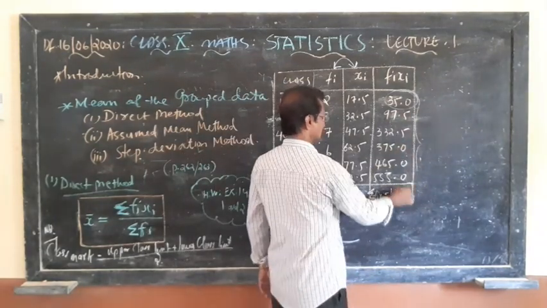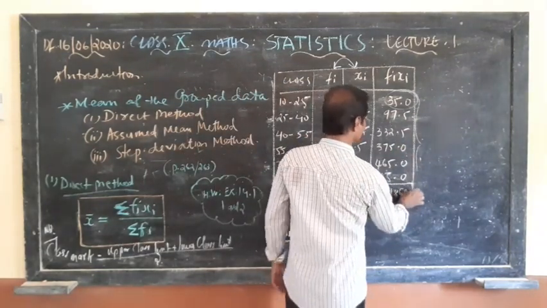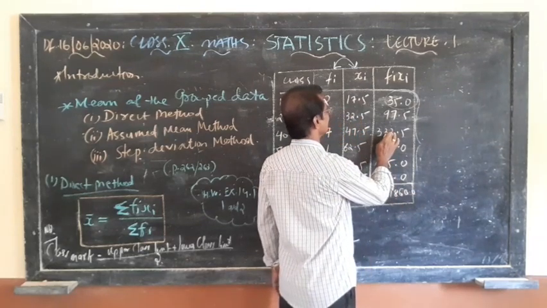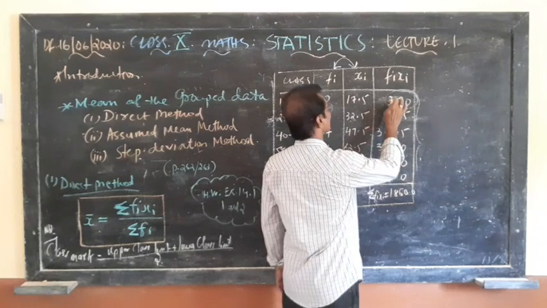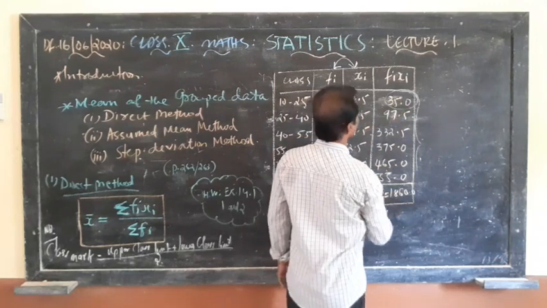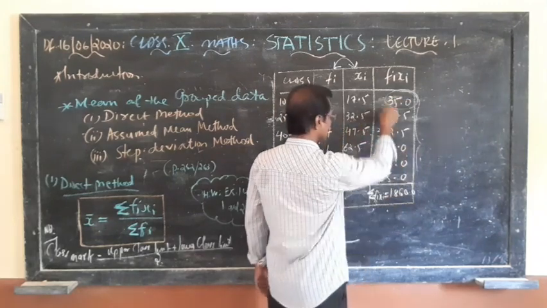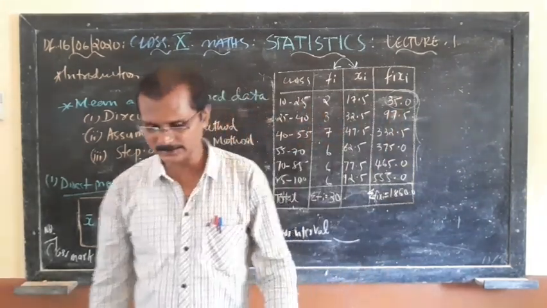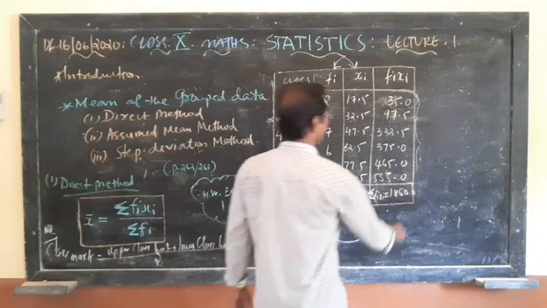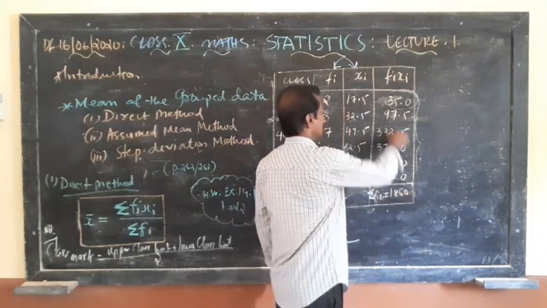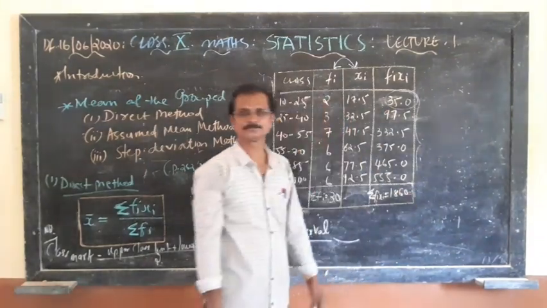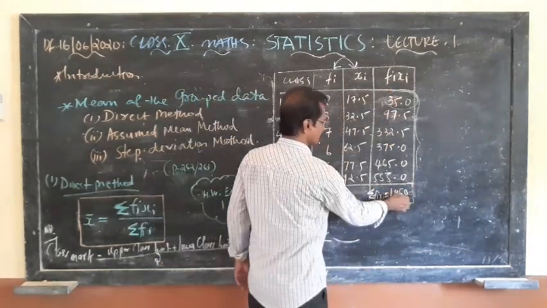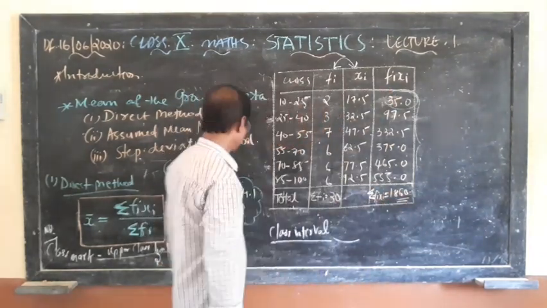Okay. Now 5 plus 5 is 10, 0, then 5 plus 5 is 10, plus 5 is 15, 15 plus 2 is 17, 17 plus 2, 4, plus 5, 29, and adding these four things, then you will get 18. What is the answer? You will get 1860. Adding all these numbers, sigma fi xi is 1860. Okay.